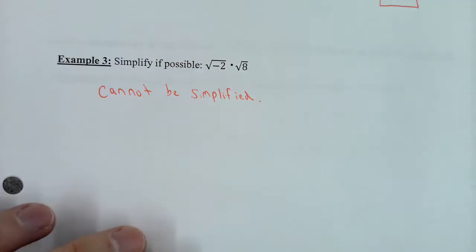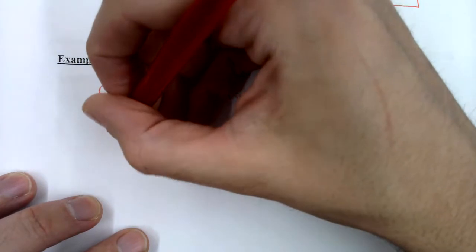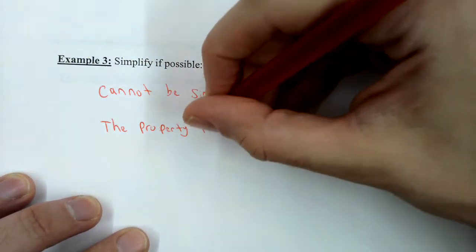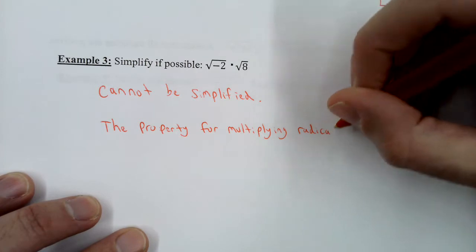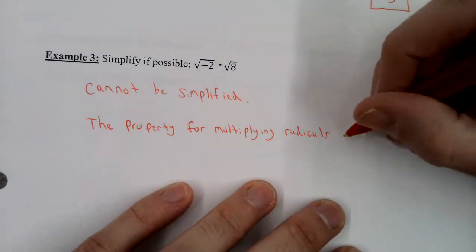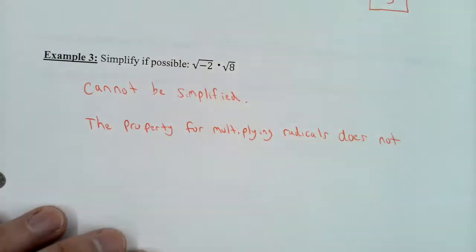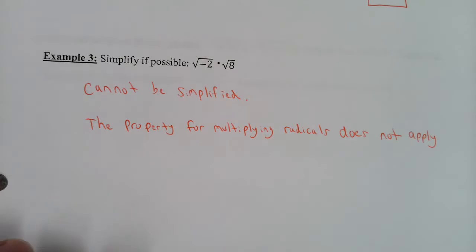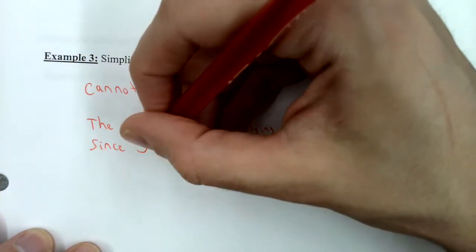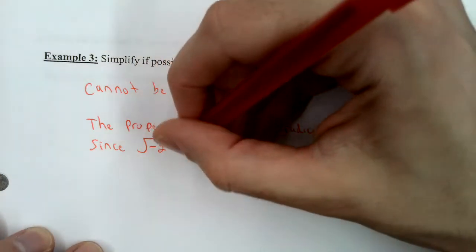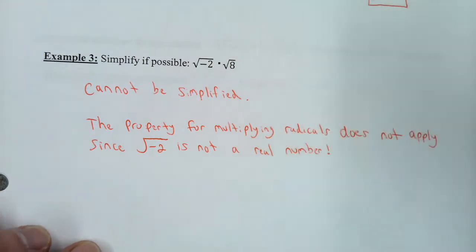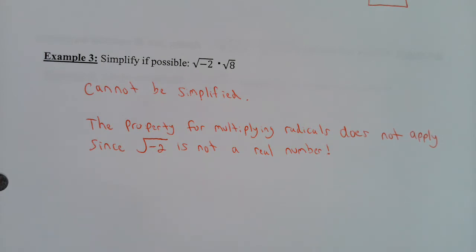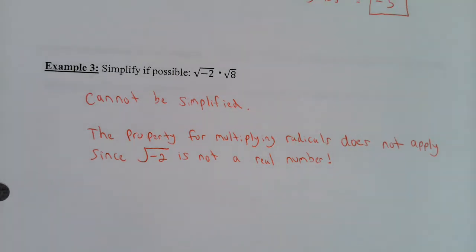I'm going to write that out in words. The property for multiplying radicals does not apply since the square root of -2 is not a real number. Okay, on to the next page.